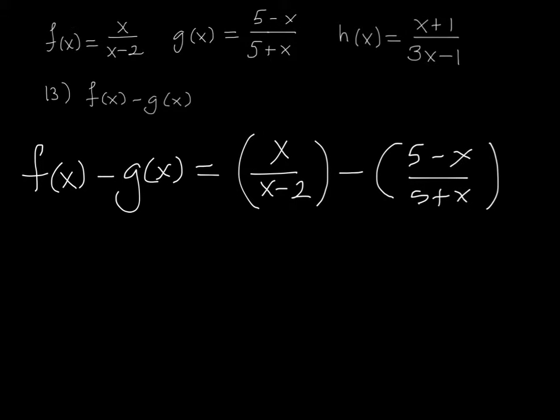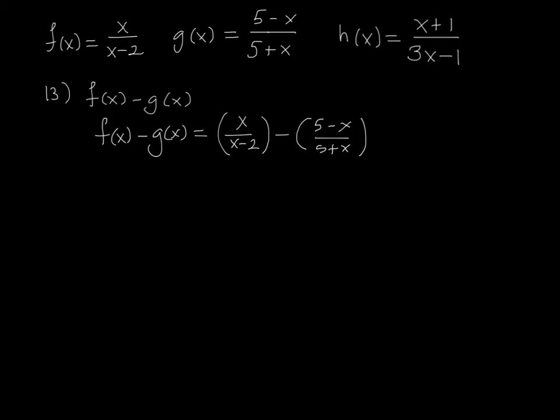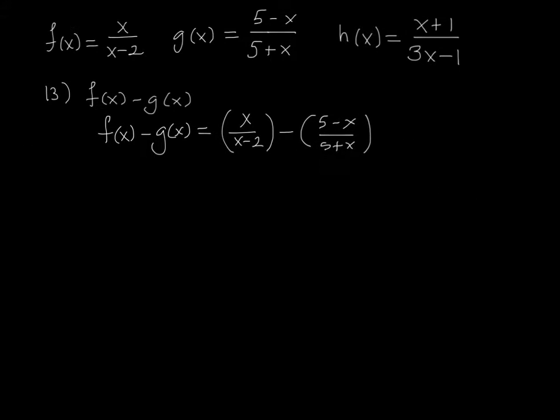Notice I'm using parentheses around each function. That's because this entire function needs to be subtracted from this entire function, and here it makes a big difference because this negative sign has to be distributed properly while combining these functions. Alright, so let's go ahead and distribute the negative sign and get started.